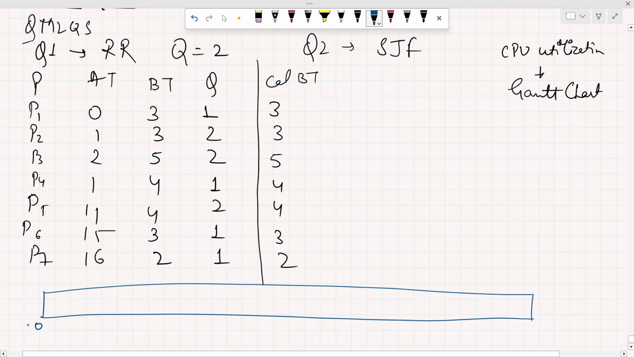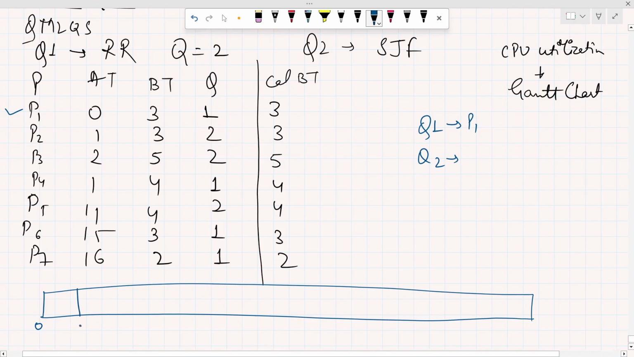At arrival time 0, how many processes are available? Only one process is available, which is P1, and this process is in Q1. So we have to maintain Q1 and Q2 as well. The P1 process is available in Q1, and Q1 processes are solved by the round robin scheduling algorithm. So we have to apply round robin. The time quantum is 2.